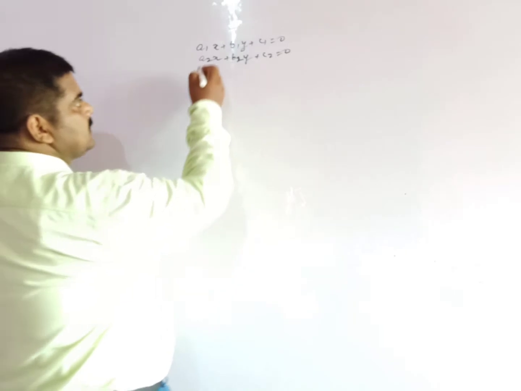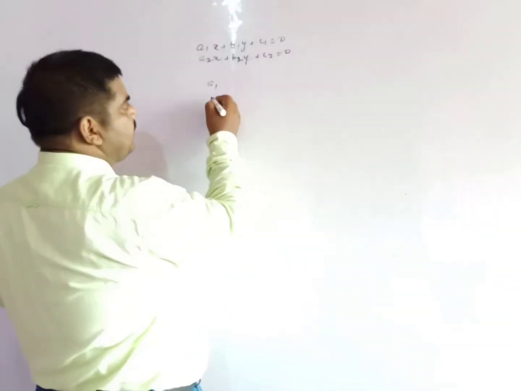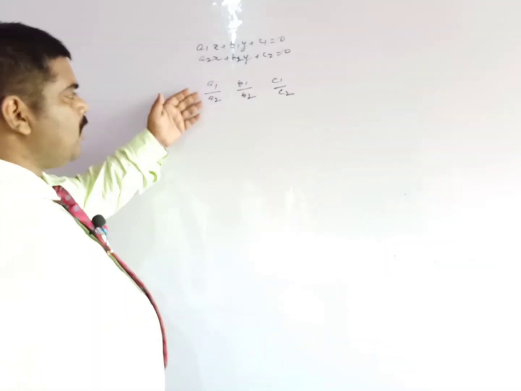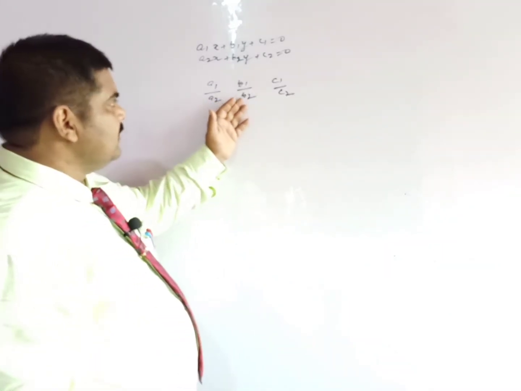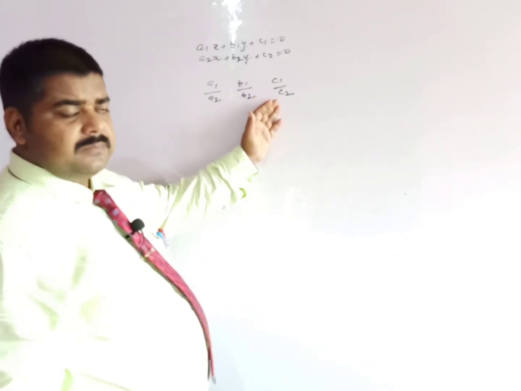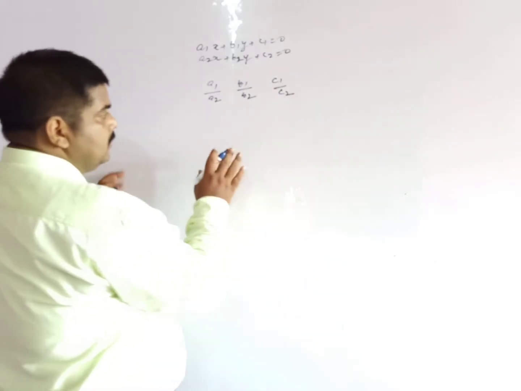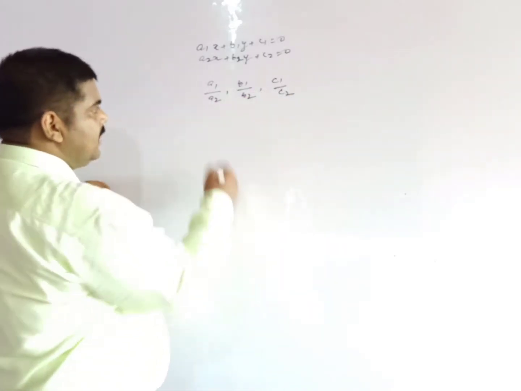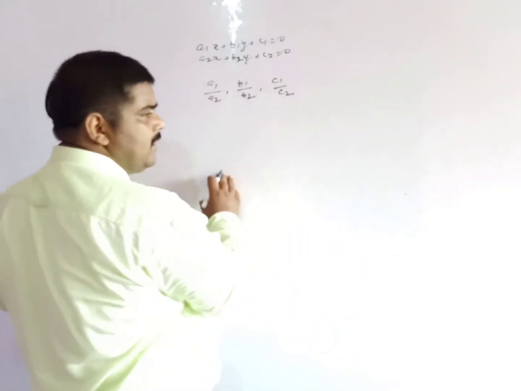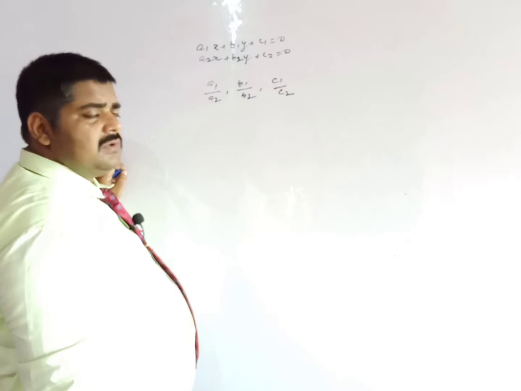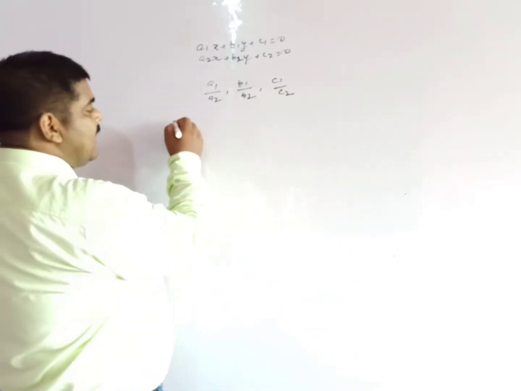And on the basis of it, you know that a1 is the coefficient of x and a2 is the coefficient of x in the second linear equation. If you take the ratio of the coefficients of x, the ratio of the coefficients of y, and the ratio of the constant terms, you have to compare these three ratios: a1 upon a2, b1 upon b2 and c1 upon c2. On the basis of their values, three cases are possible.